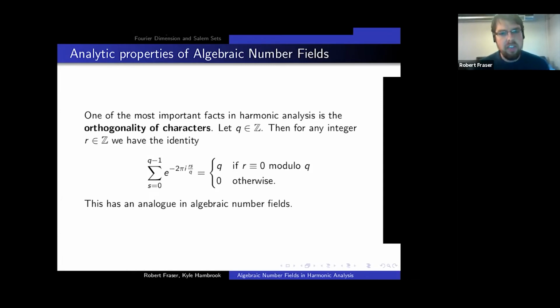So if you have any non-zero integer q and any integer r, then this sum, the sum of e to the minus 2 pi i r s over q, as s ranges over all the integers mod q, is equal to q if r is congruent to 0 modulo q and 0 otherwise.